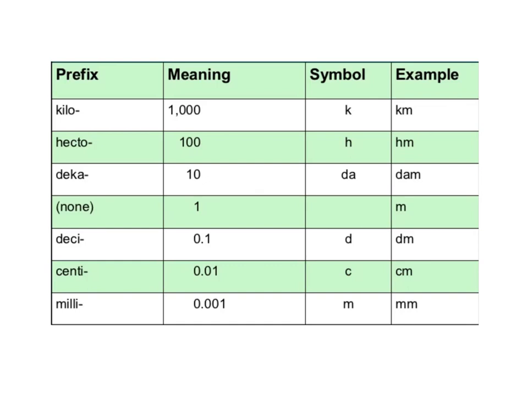So the best thing about the metric system, it's all in base 10. Everything goes up by tens, 10, 100, thousands. Now here we have some prefixes. A prefix is the thing that goes in front of meter, liter, or gram.